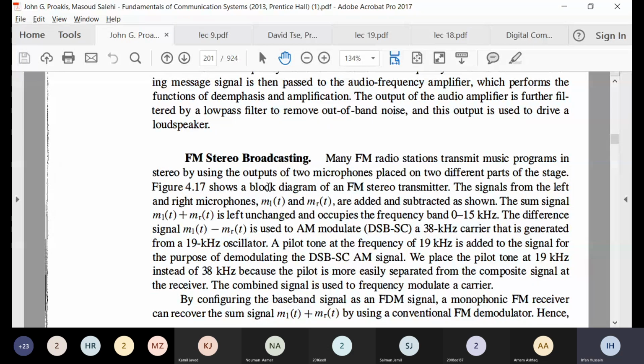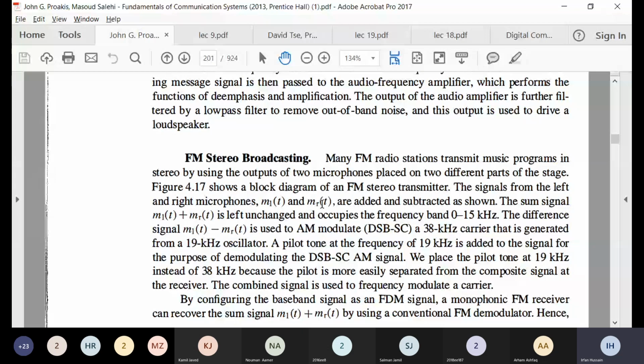So many stations send music programs, as you can see here, by using the outputs of two microphones, which are placed on different parts of the stage. One signal is coming from the left microphone, another from the right microphone. These two signals are added and they are also subtracted.